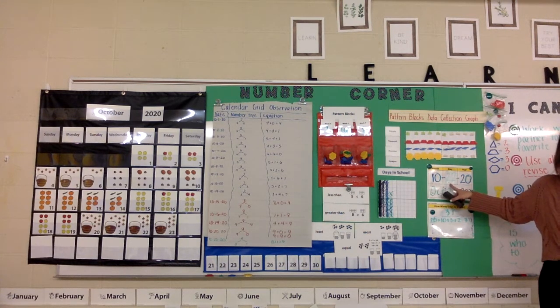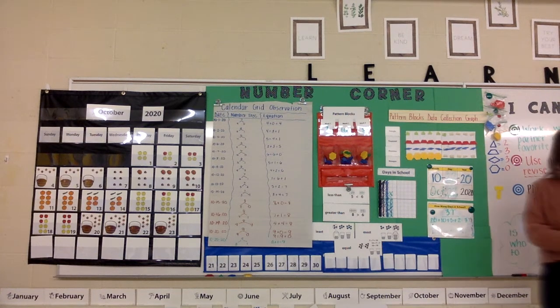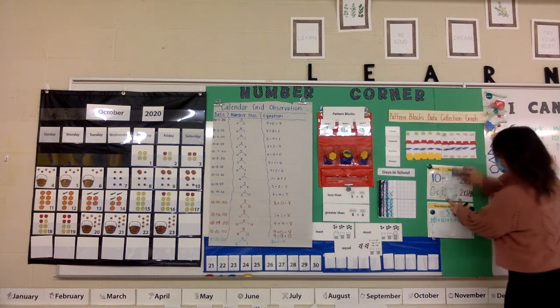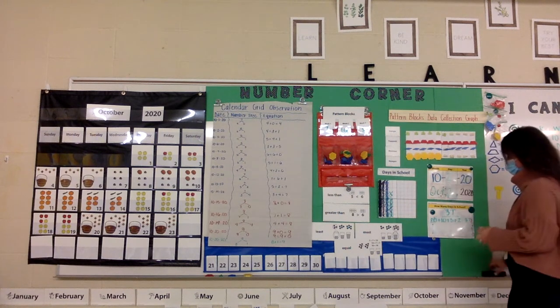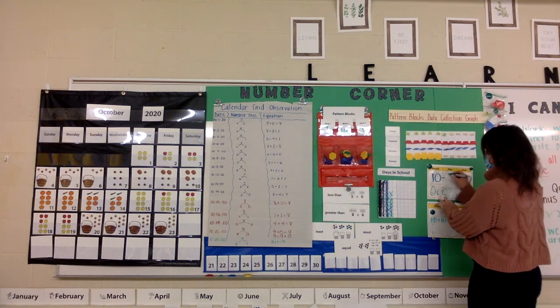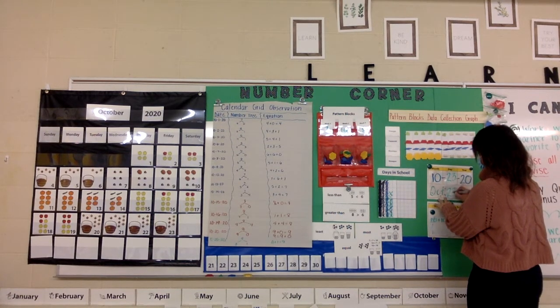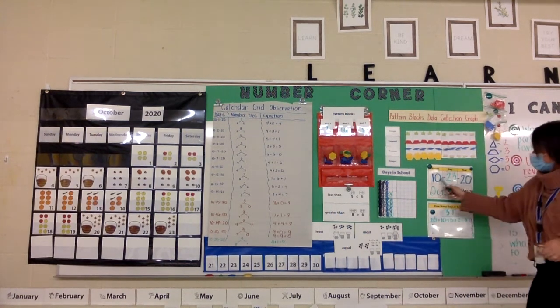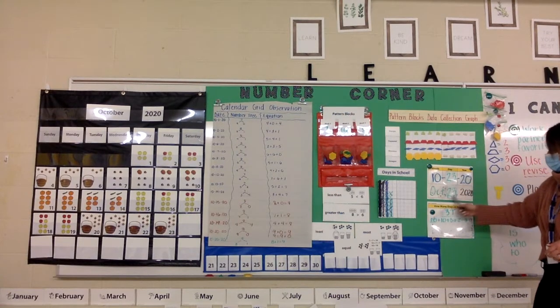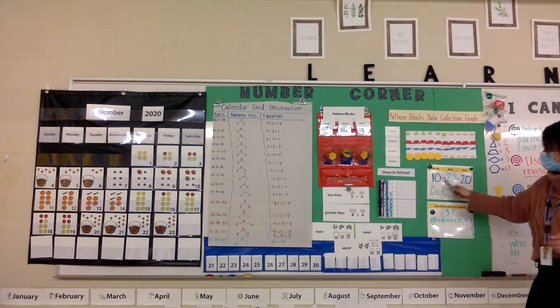22. What am I going to change it to? A 3. So it's going to be what number, Maddie? 23. The number is 23. So it's October 23rd, 2020. And we write it 10-23-20.